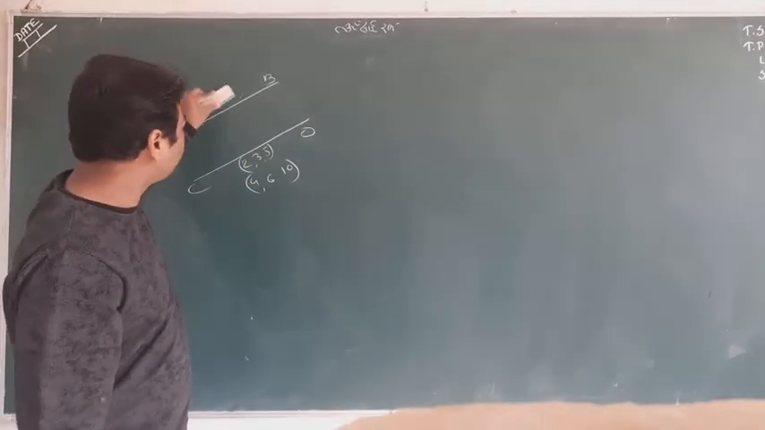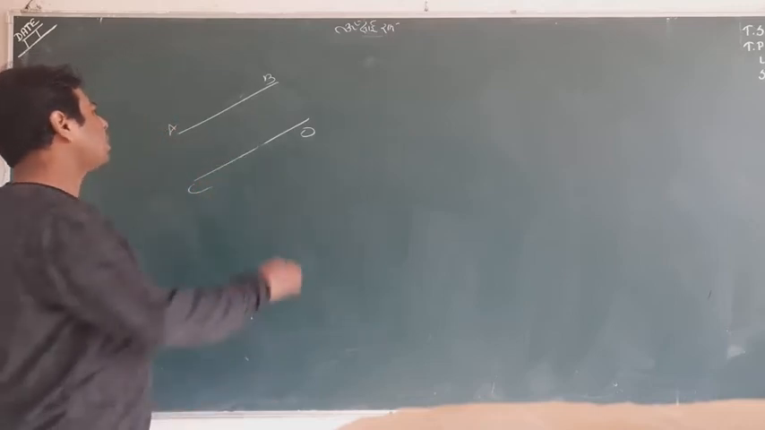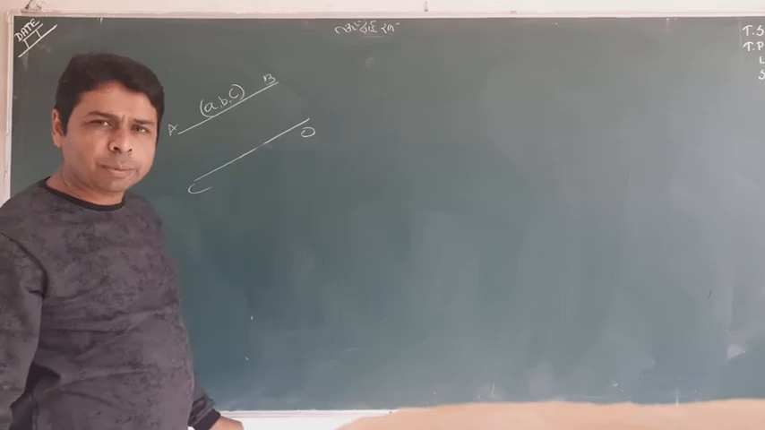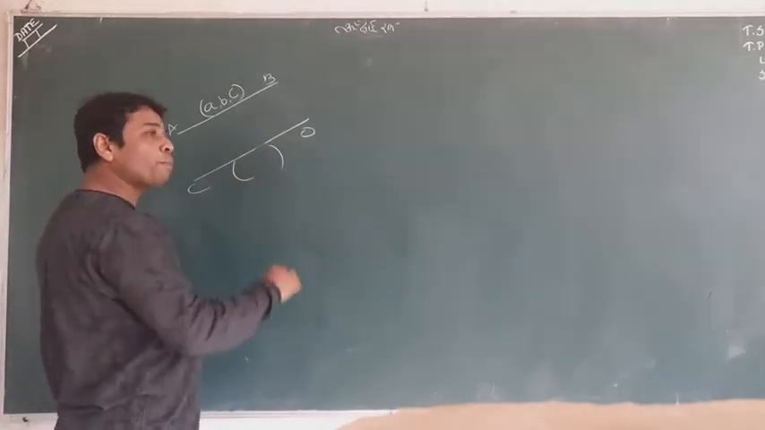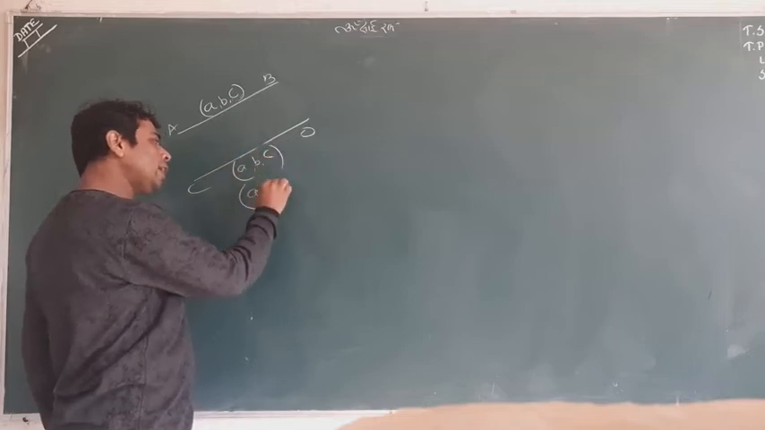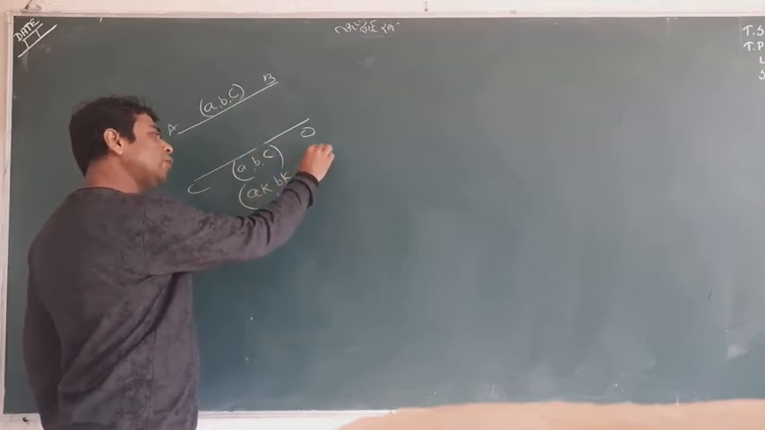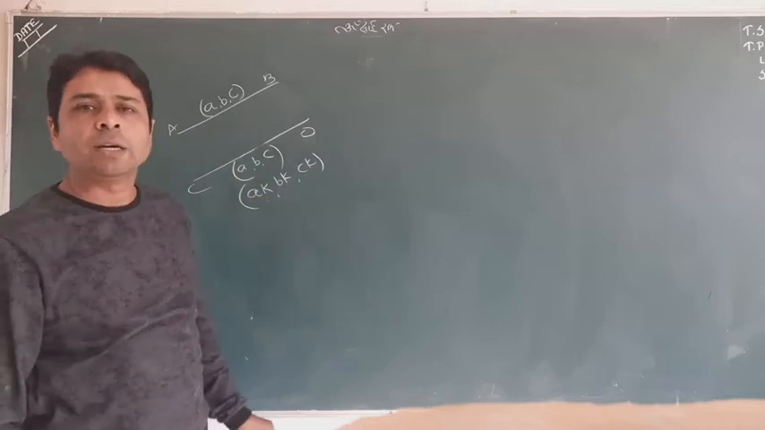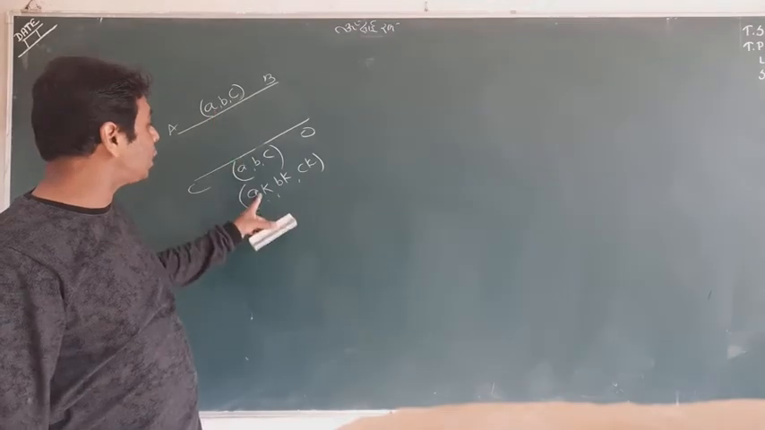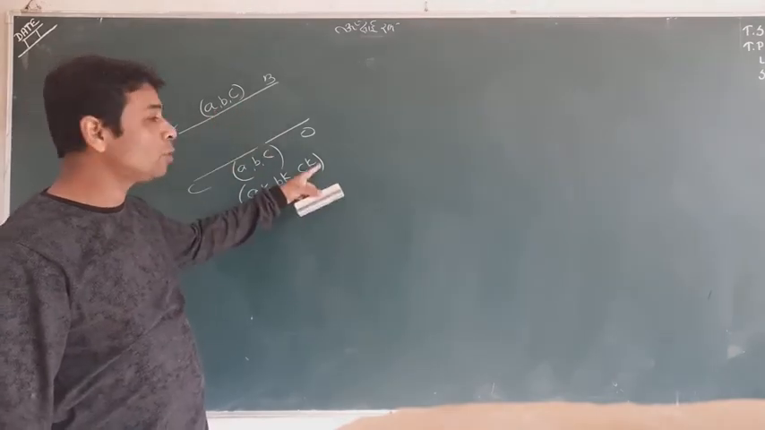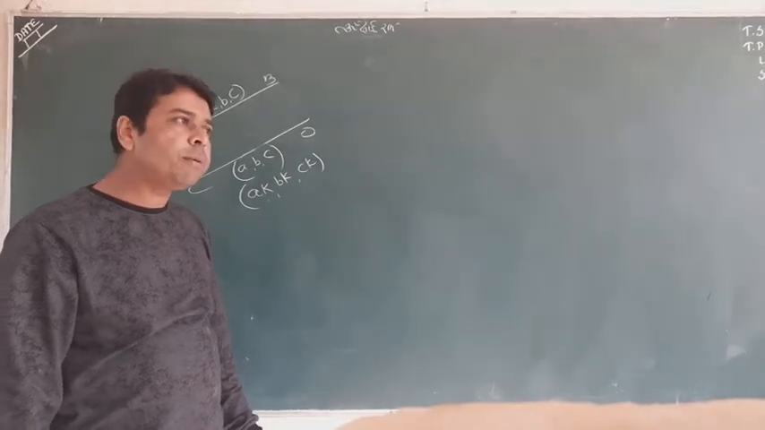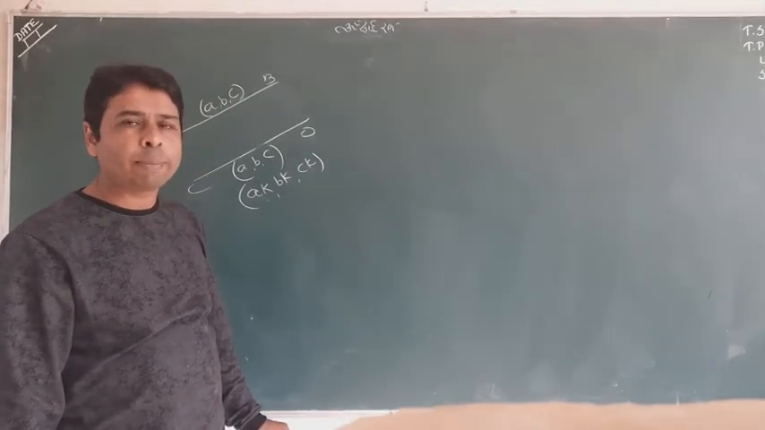In symbolic form, suppose the direction ratios of line AB are a, b, c. The direction ratios of its parallel line can be taken as a, b, c, or you can take ak, bk, ck. Don't bother about k, k is any constant. These two are always proportional: a upon ak, b upon bk, c upon ck, always the same. It's very important, students, and you have to remember that one.